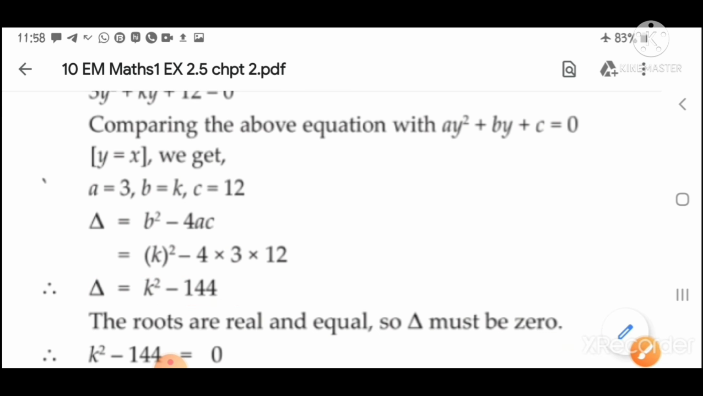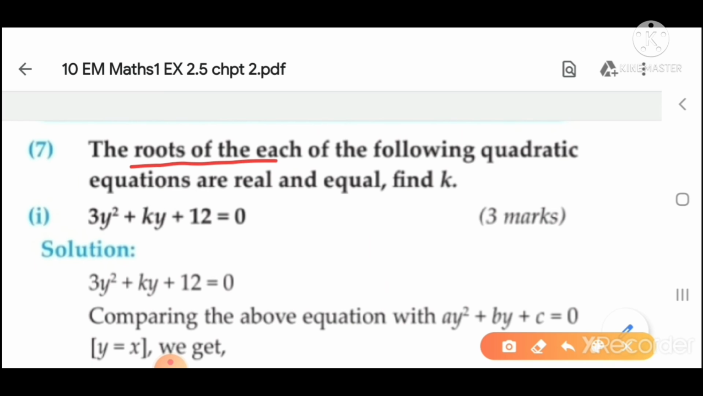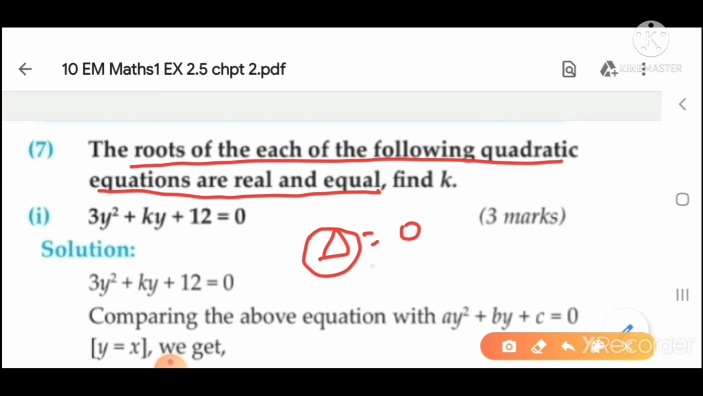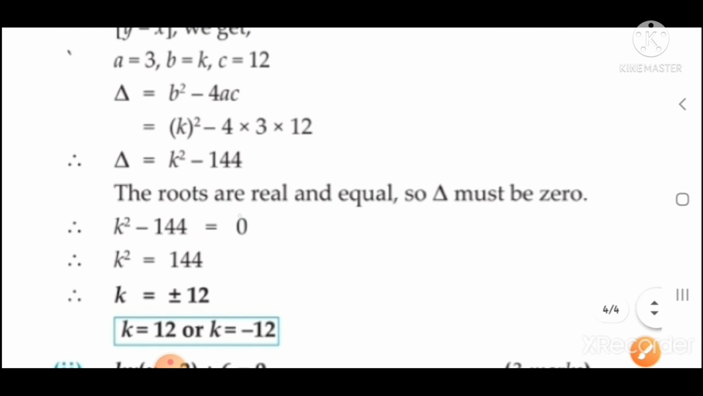Now they have told one thing in the question. What they have said: the roots of each of the following quadratic equations are real and equal. Real and equal. When the roots are real and equal, it is only when the value of delta is zero, right? We have understood earlier also in the sums that if the discriminant value is equal to zero, then only we can say it is real and equal. So can I say the roots are real and equal, so therefore delta must be zero.